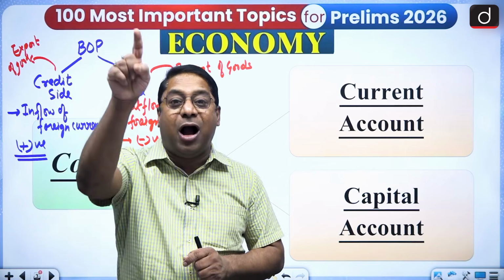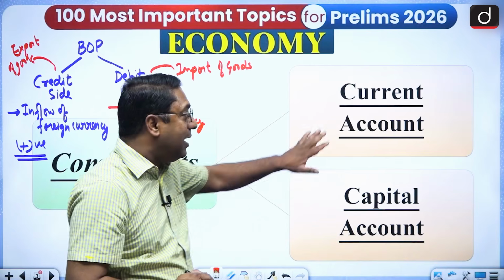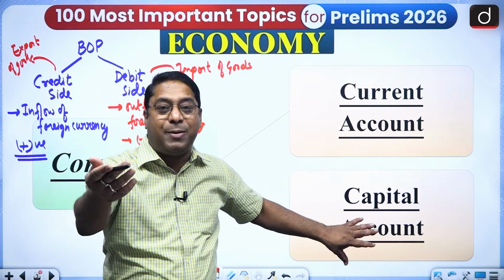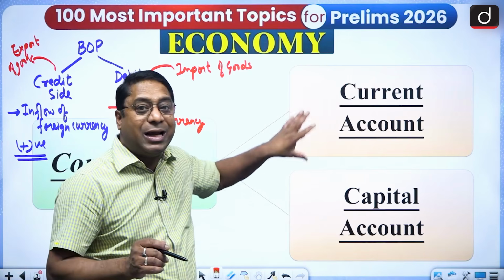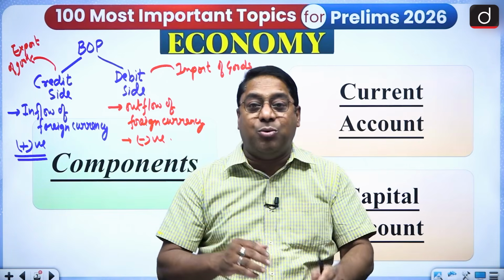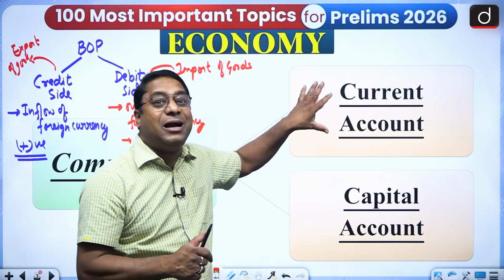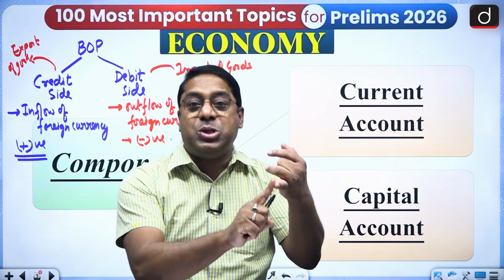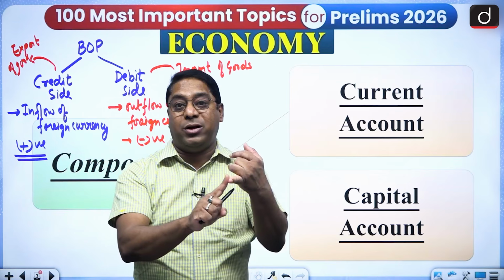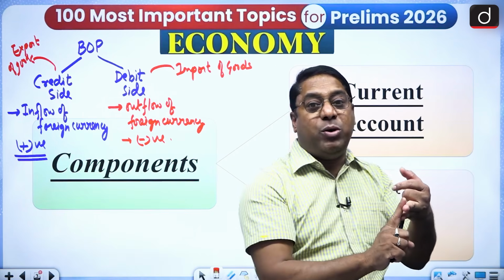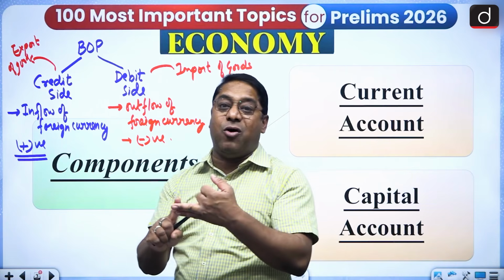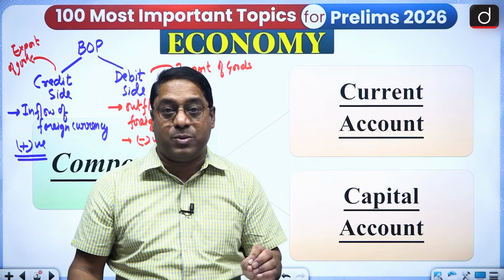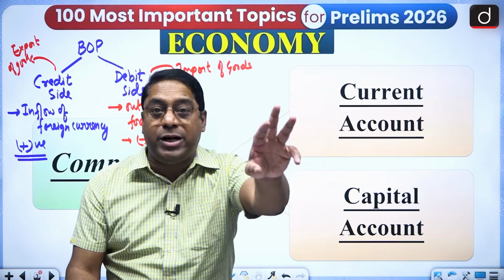Whenever a BOP account is being made by the government, there are two accounts: the current account and the capital account. This is the practice which the RBI follows. Under the current account and capital account, there are subheads. For example, in the current account, the visible items, that is the goods, are recorded. The services, that is the invisible items, are also recorded. And one more thing is recorded, the unilateral transfers. So these are the three things recorded in the current account.